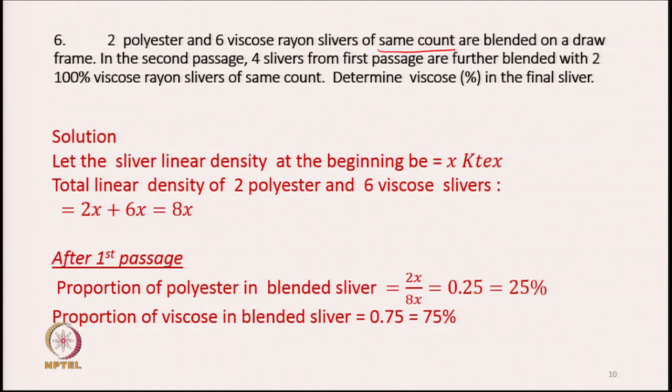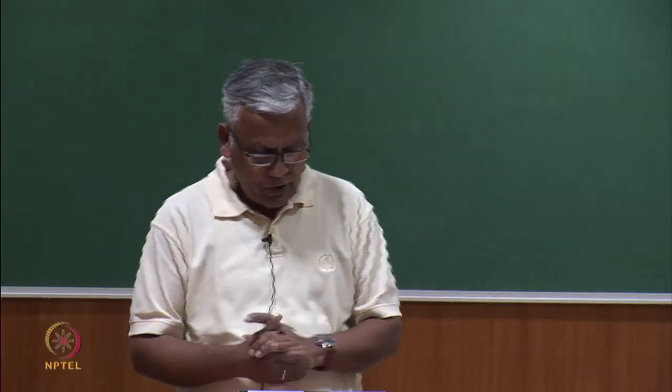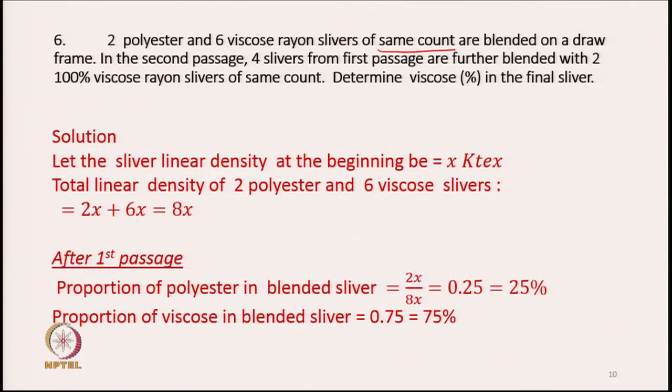So, let us assume that they are all x kilotex. Now, the total linear density of 2 polyester and 6 viscose rayon slivers right at the beginning, when you feed them on the first draw frame, is going to be 2x plus 6x, that is going to be 8x, that is, 8x kilotex.